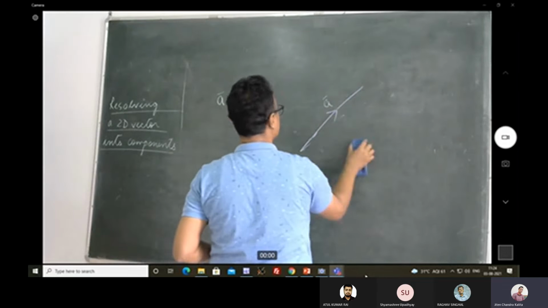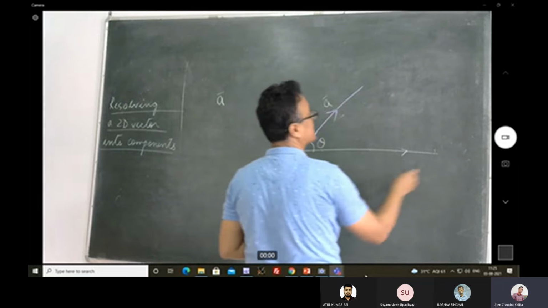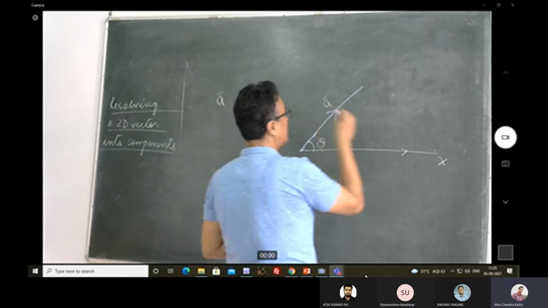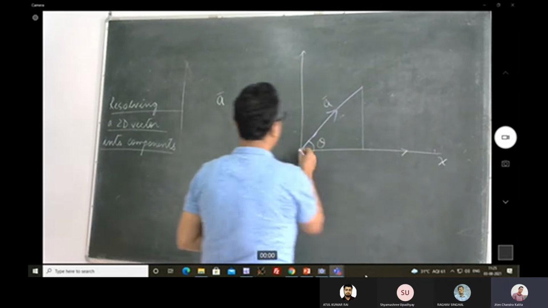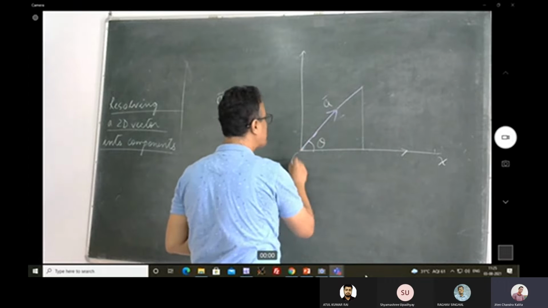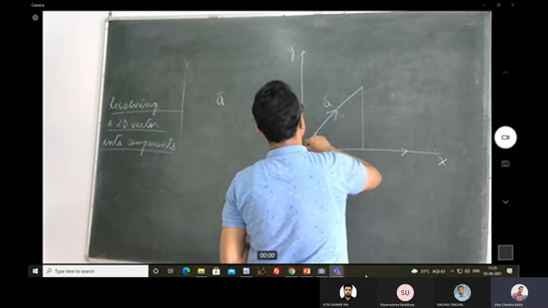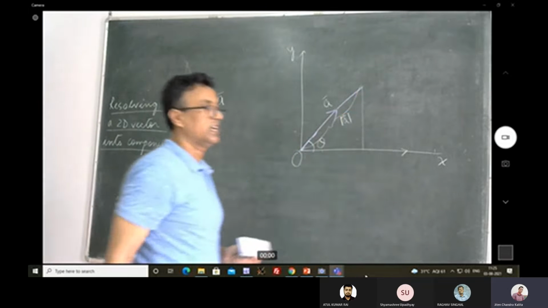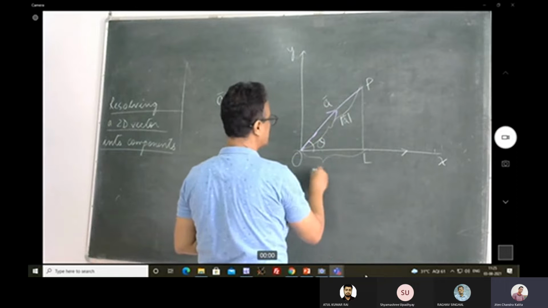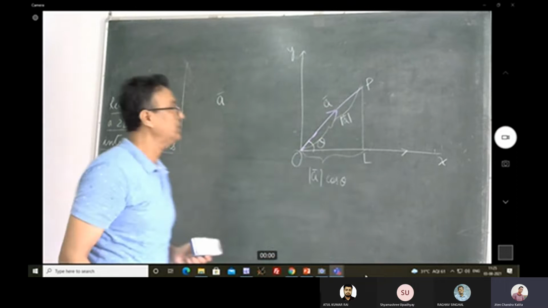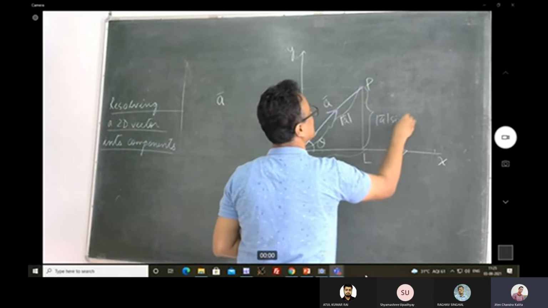So let us assume that along a particular direction, it makes an angle theta, and that direction I am calling x. Now in a direction perpendicular to x, if I consider the initial point of this vector as my origin, I can easily draw the y-axis along that. Now you know that this length is given by mod of A. So if I draw a perpendicular here, this length OL is simply going to be a cos theta, and similarly this length LP is going to be a sin theta.